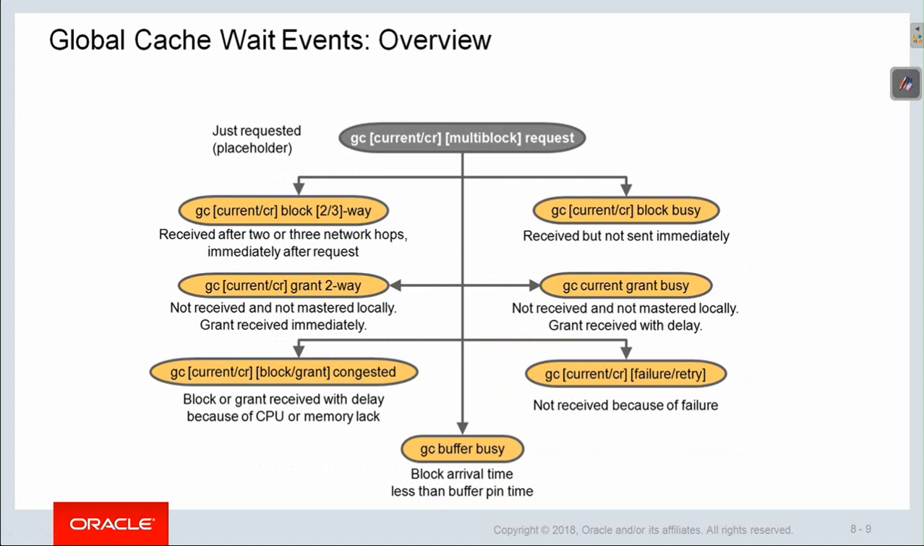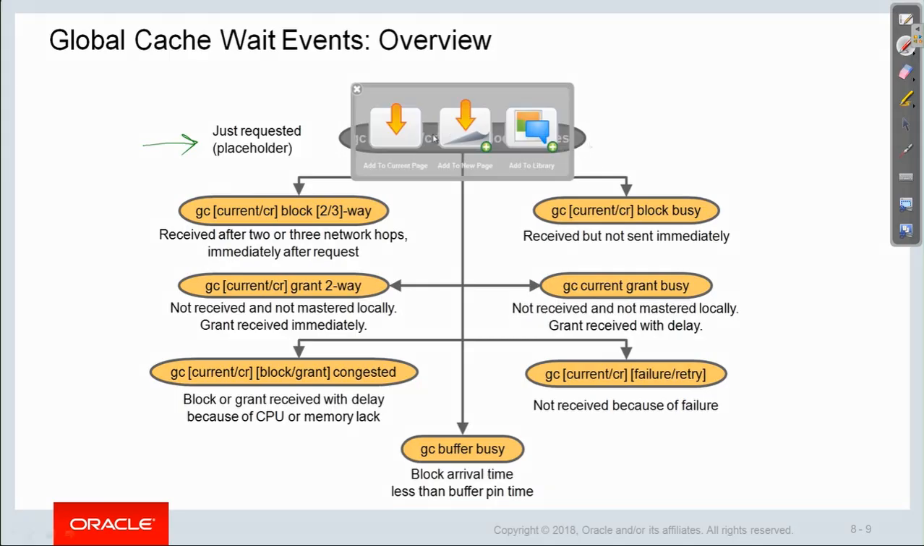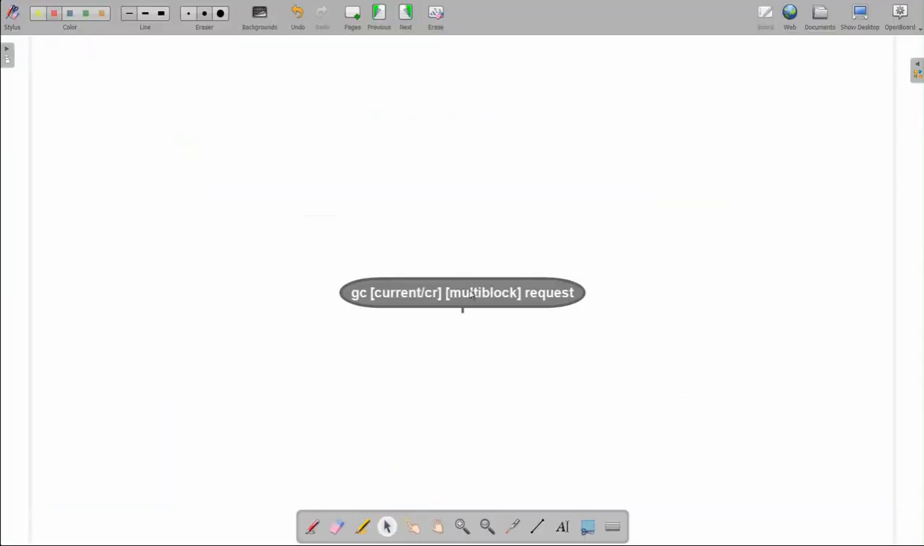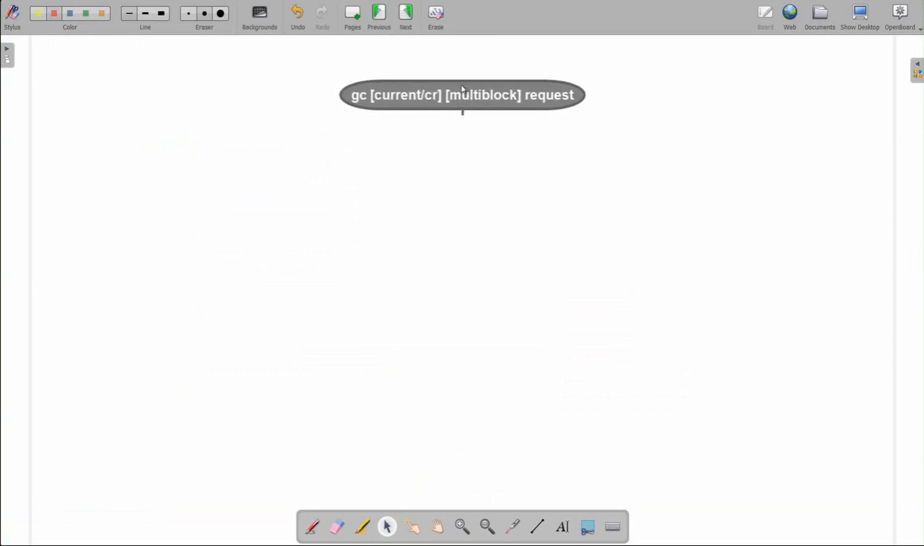And here are examples of global cache wait events in a RAC environment. So here we have a couple of things. And this is a placeholder wait event: global cache current request and multi-block request. Actually, it's more than that. What I'm going to do, let me copy this. So let's take a look at this. In order to save space, we made this example in this way.